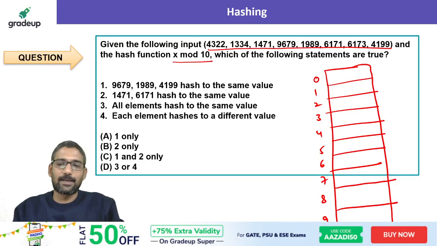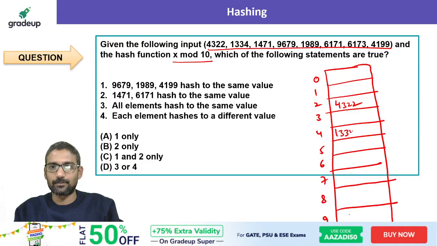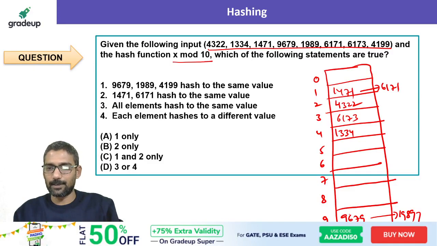Now insert the keys: 1334, 1471, 9679, 1989, which should also be here. 6171 should also be here. 6173 should be here. 4199 should also be here.